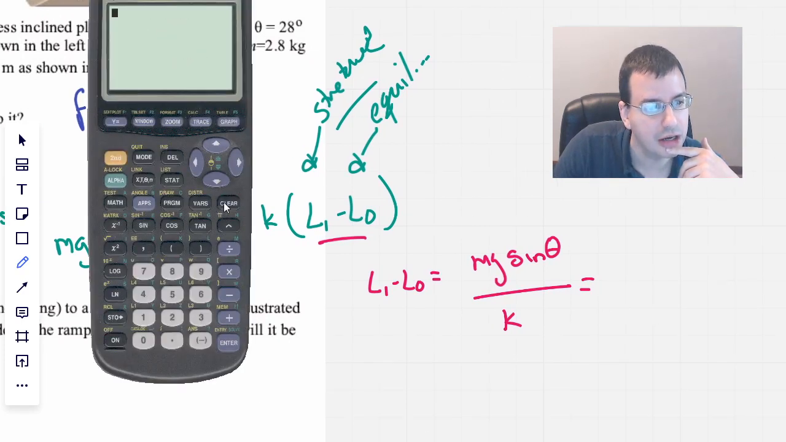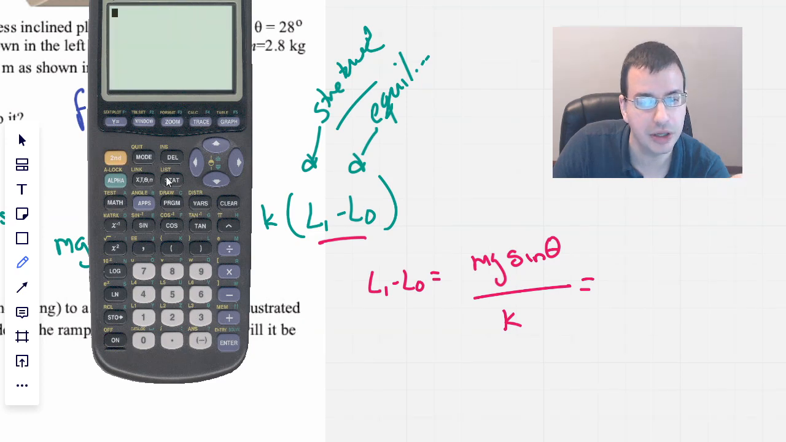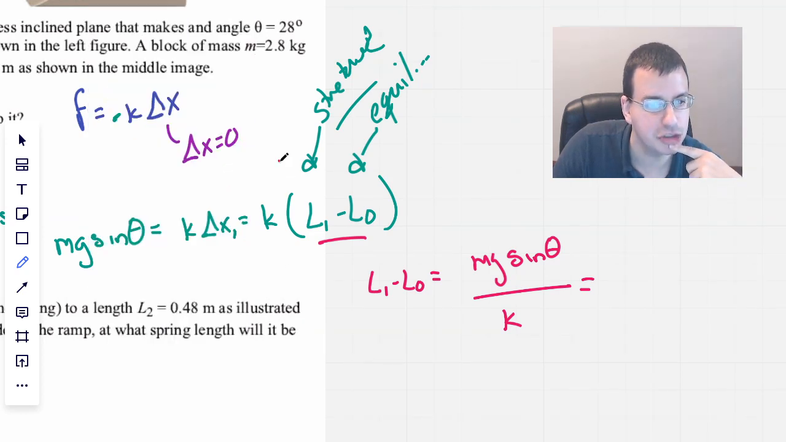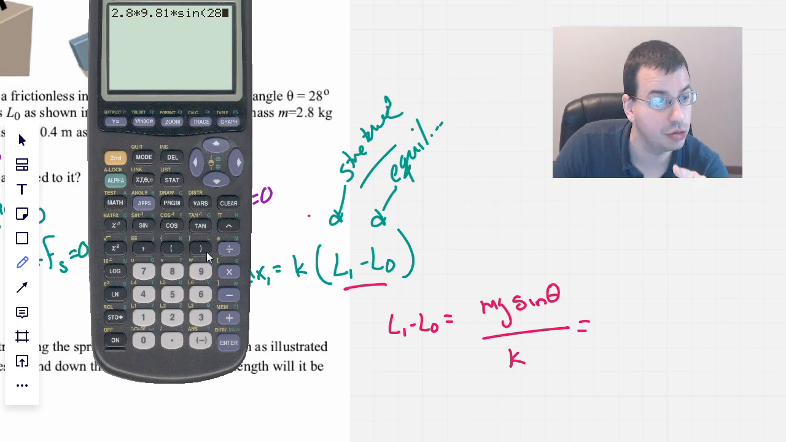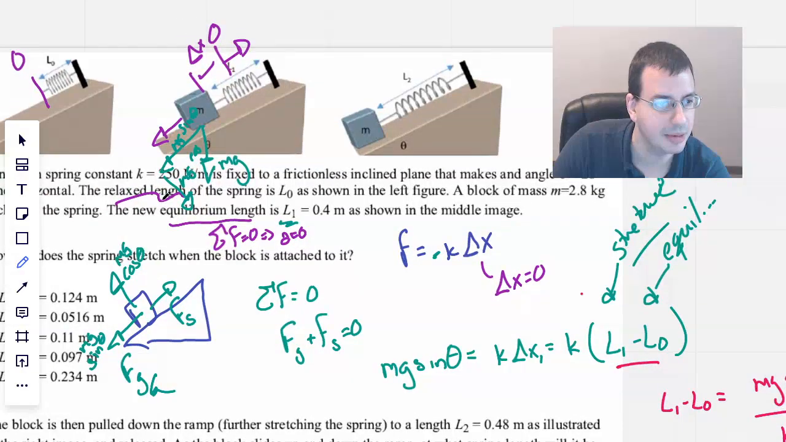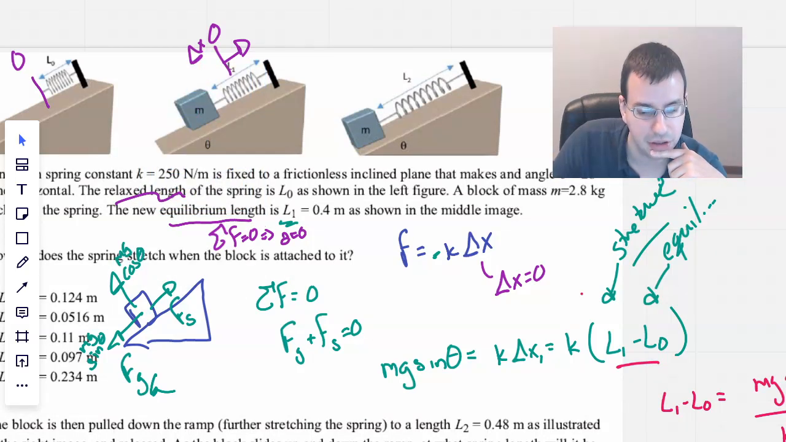Calculator on, clear. We're going to have to do a sine, so we're going to go over to degrees. M is, I think, 2.8. So we have 2.8 times gravity, which I'm going to say is 9.81. I'm going to multiply that by the sine of 28 degrees, which we already changed, which is good. Then we're going to divide that answer by 250, which is right there under all of my scribbling, 250 newtons per meter.